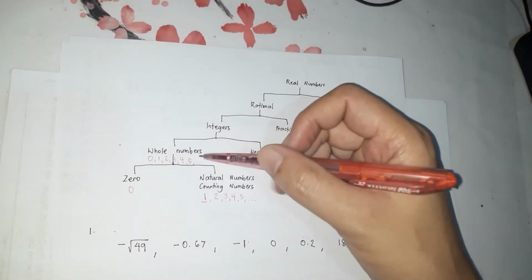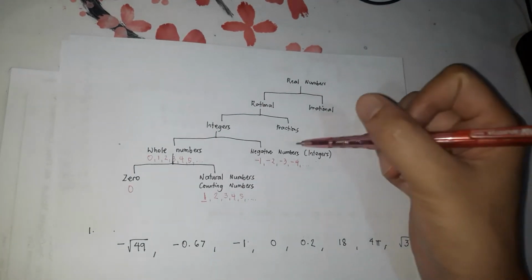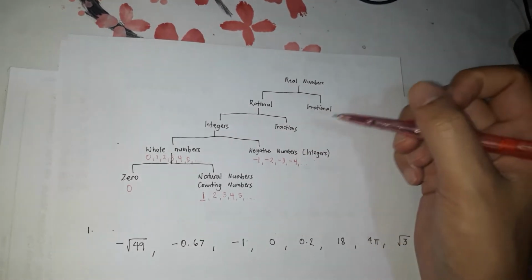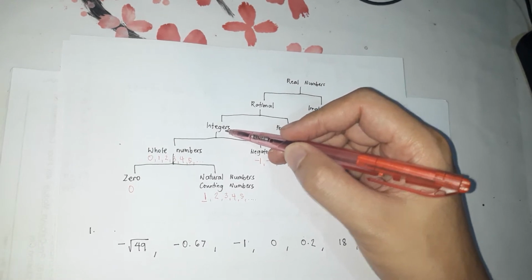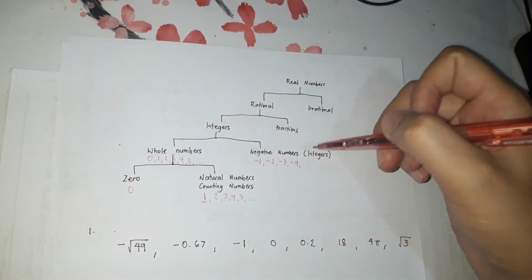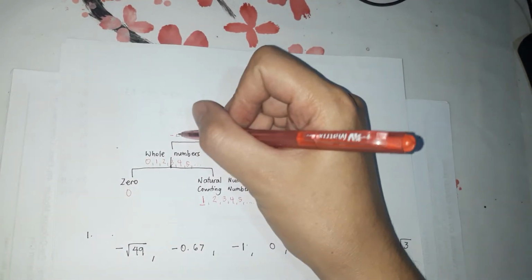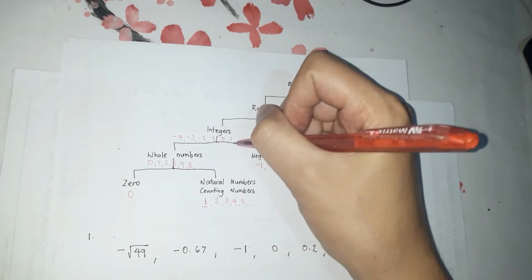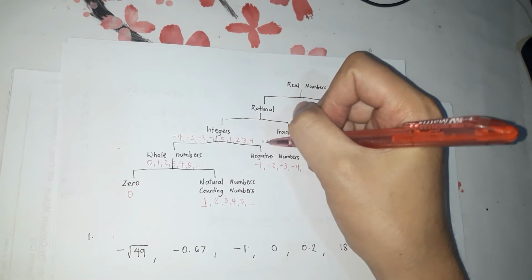So again, whole numbers are 0, 1, 2, 3, 4, 5, 6, 7, 8, 9, 10. The negative integers are negative 1, negative 2, negative 3, negative 4. So kung ipagsama mo yan sila, yan siya ang tinatawag nating integers. Integers are whole numbers at saka negative integers. So it could be negative 4, negative 3, negative 2, negative 1, 0, 1, 2, 3, 4 until positive infinity.